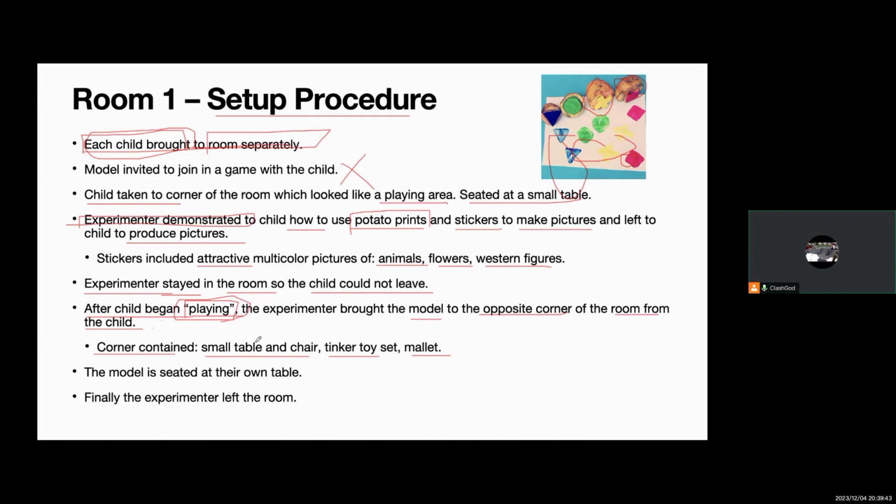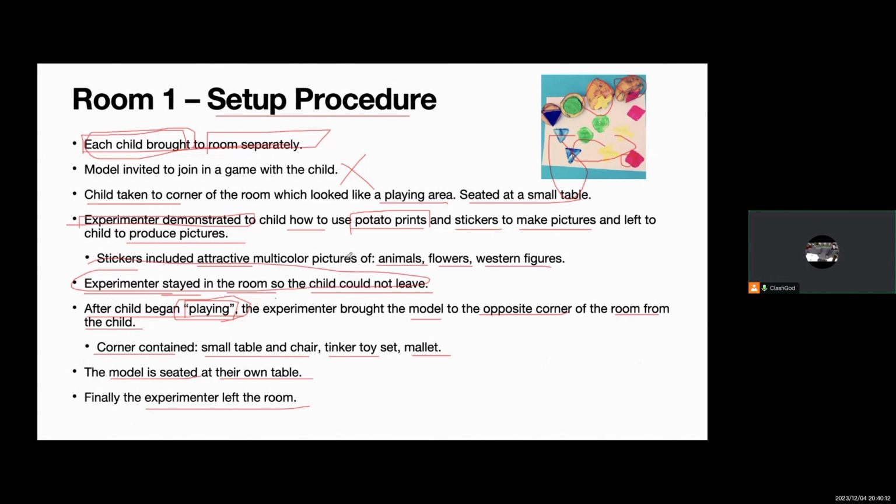The model is seated at their own table in this corner, and the experimenter finally left the room. The reason the experimenter needs to stay in the room so that the child cannot leave is this: the model went to the opposite corner, and only after the model was seated did the experimenter leave the room, so that the child could not leave while the model was getting settled.